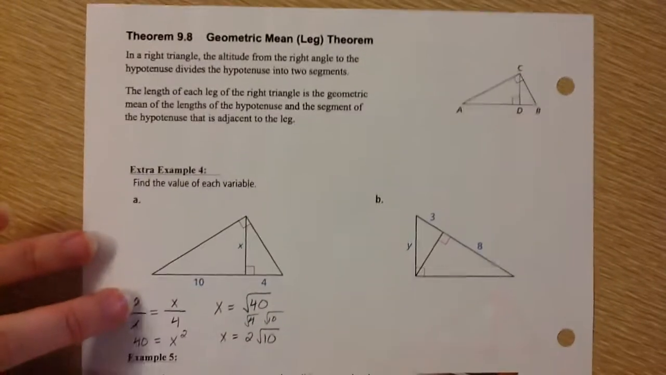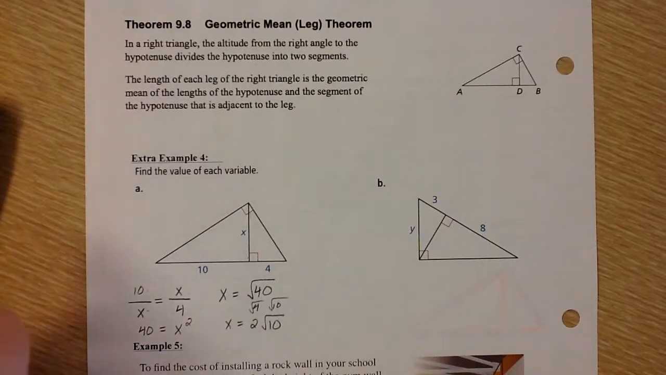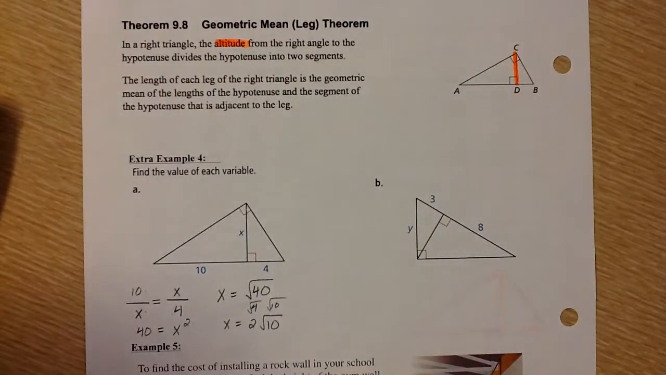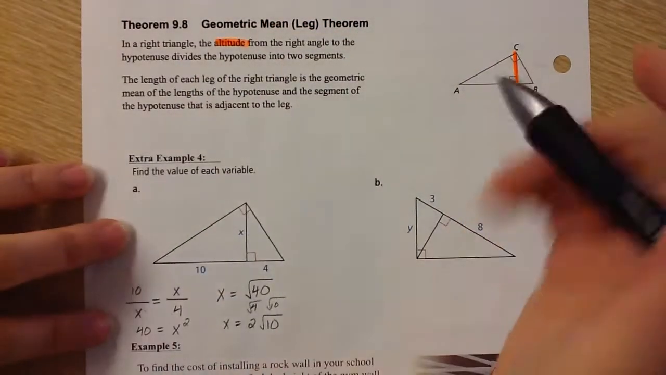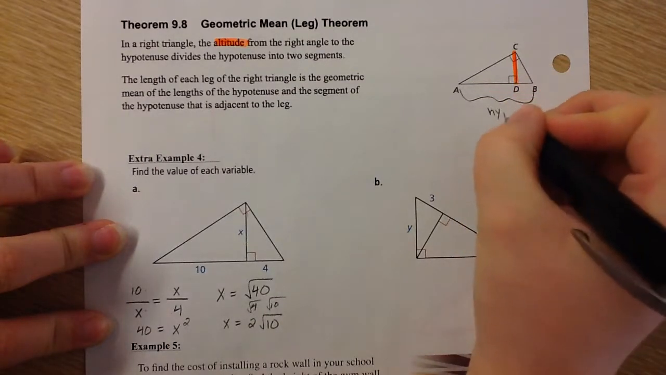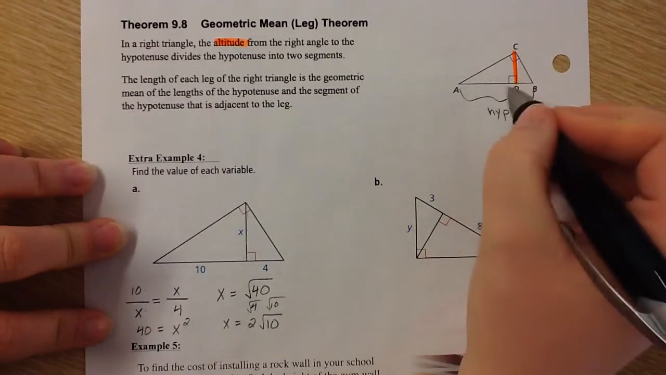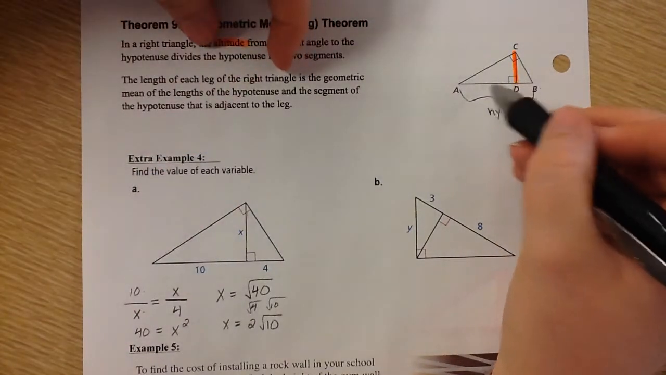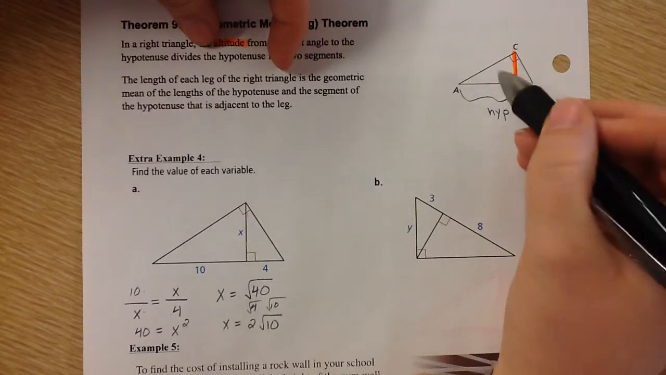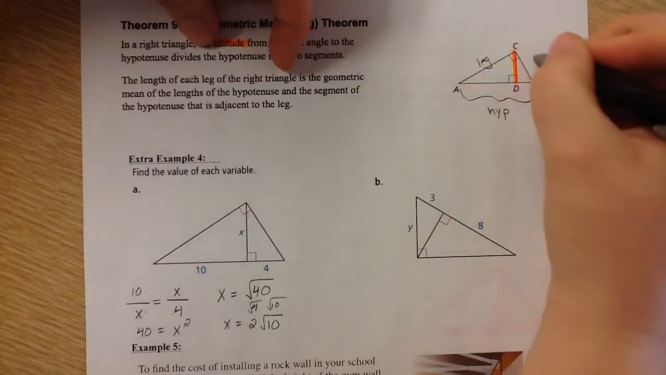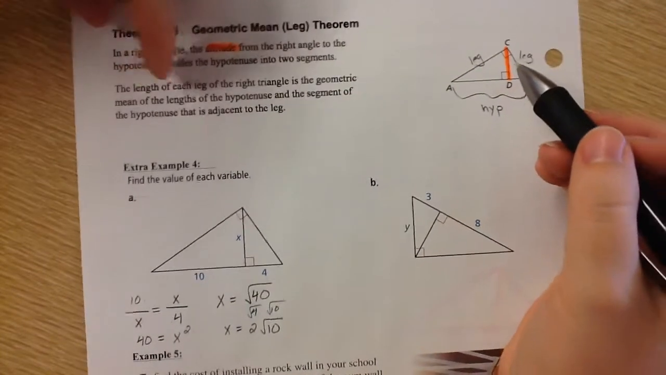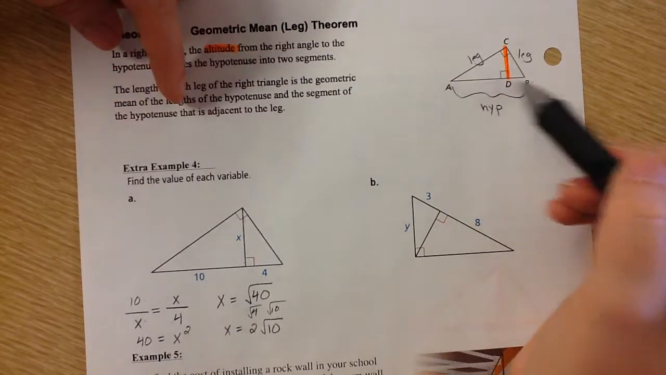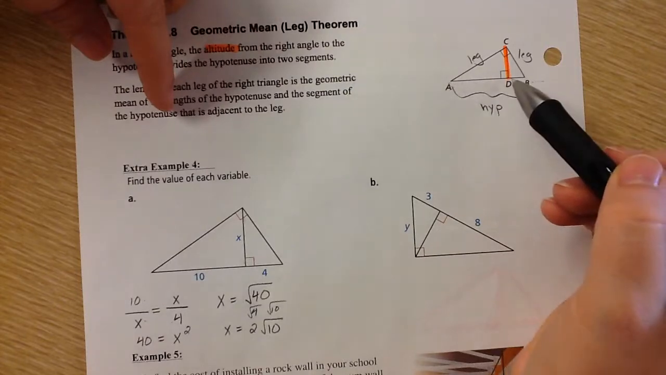We also have a geometric mean leg theorem. Again, in a right triangle, the altitude from the right angle to the hypotenuse divides the hypotenuse up into two segments. This whole thing is the whole hypotenuse, but it divides it up into two pieces. The length of each leg of the right triangle, here's one leg, here's the other, is the geometric mean of the lengths of the whole hypotenuse and the segment of the hypotenuse that's adjacent to the leg.